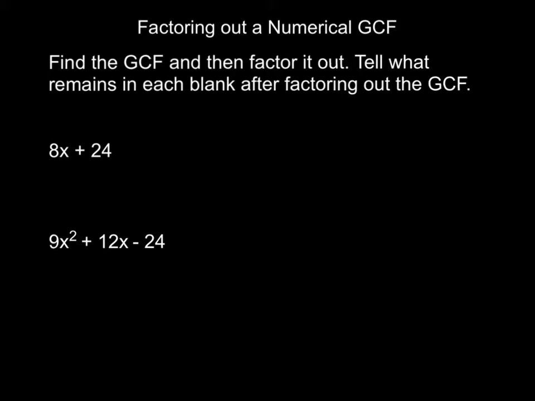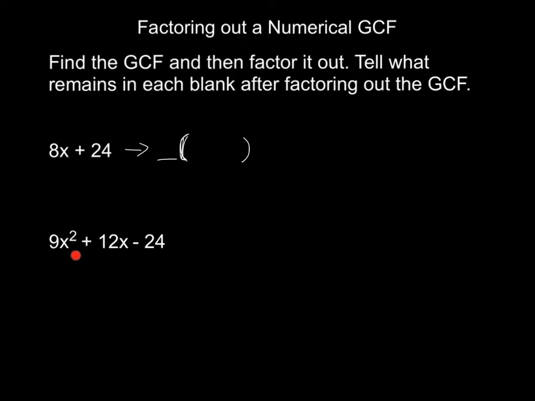out. What's going to remain after we factor it out is that this 8x plus 24 is going to have something right here, and then we're going to have parentheses that tell us what remains in our original binomial after we have factored out something that's common between the two terms. So our job is to figure out what this number is and then what is left. Notice, if you start with a binomial, you will end up with a binomial in your parentheses every time.